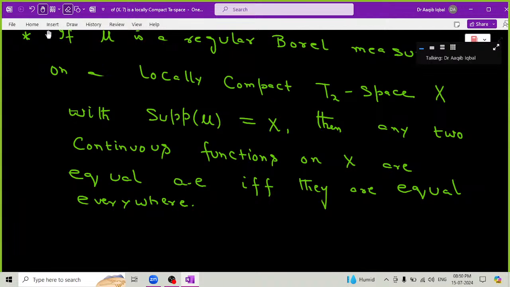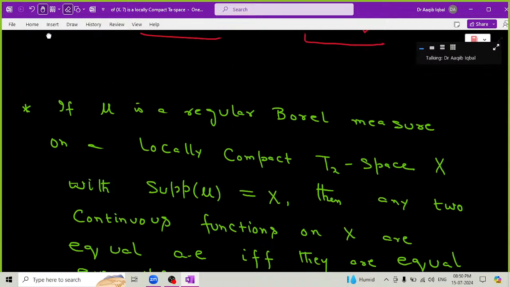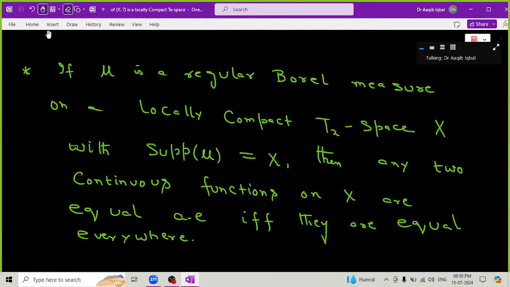So basically for continuous functions in R, AE equality means equality and equality already means AE equality, so they are equivalent. And the reason is actually that it's true in more general settings, and that general setting is: locally compact T2 space, mu is a regular Borel measure, then two continuous functions are equal AE if and only if they are equal everywhere.